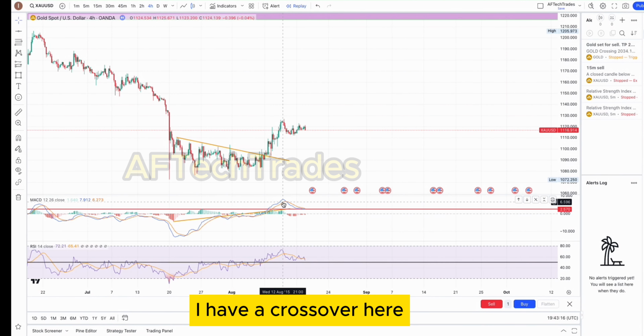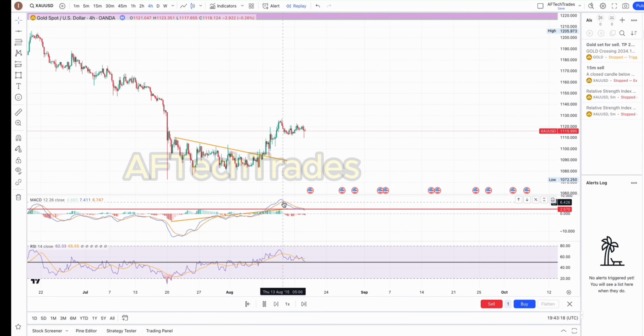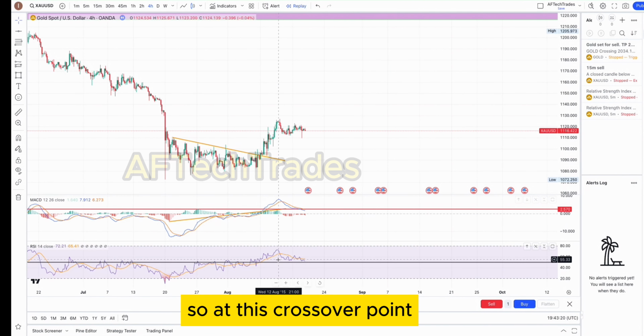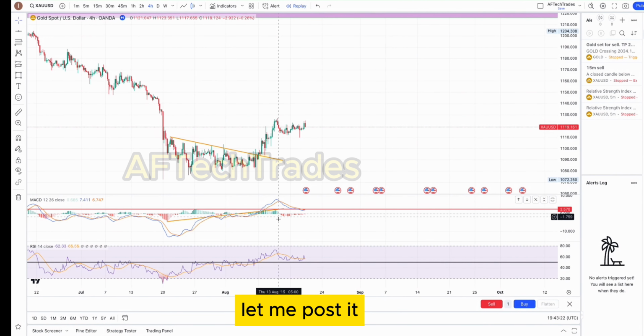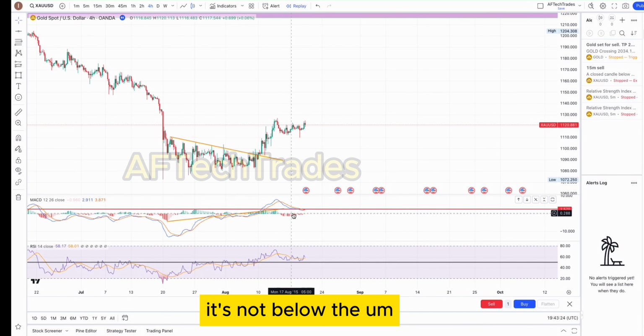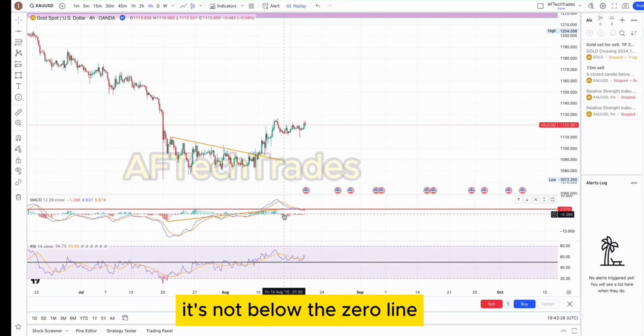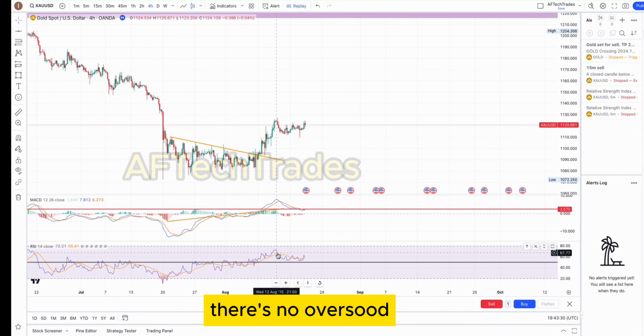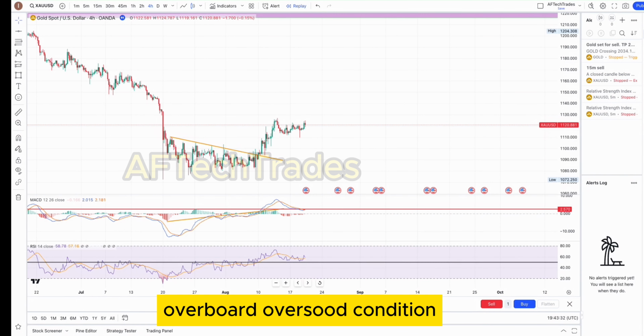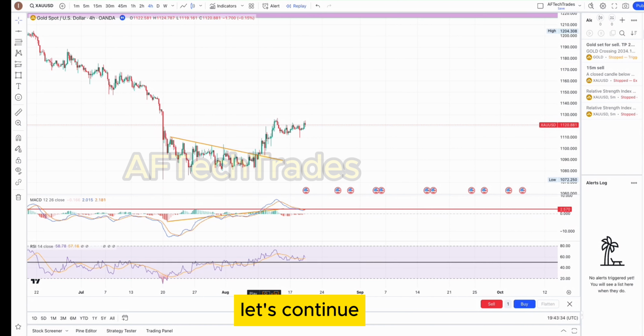And again, I have a crossover here coming down. So at this crossover point, let me pause it. I had a crossover here. It's not below the, where is my zero line? It's not below the zero line. There is no overbought or oversold condition. Let's continue.